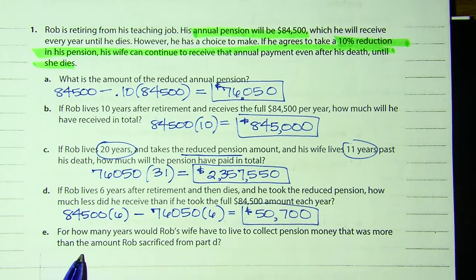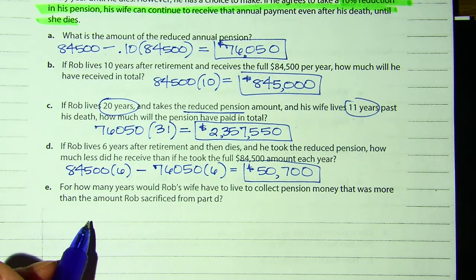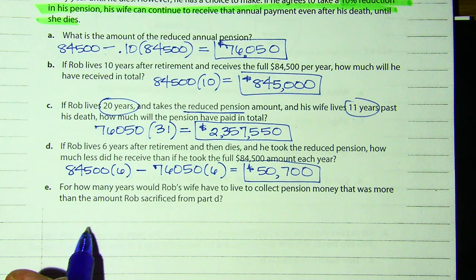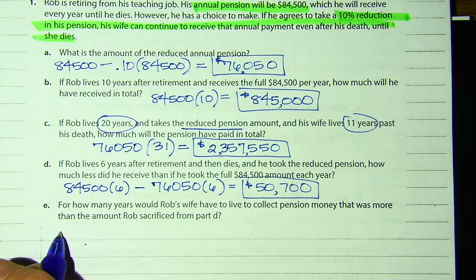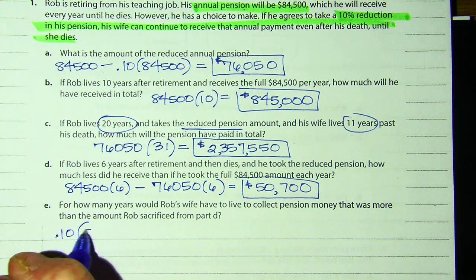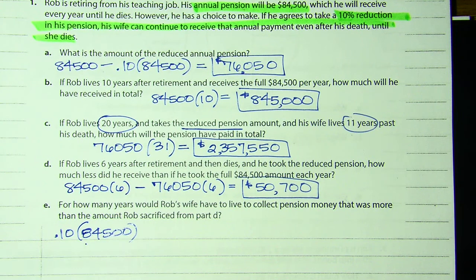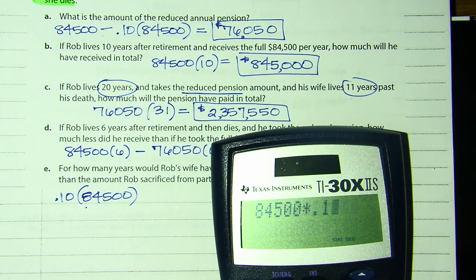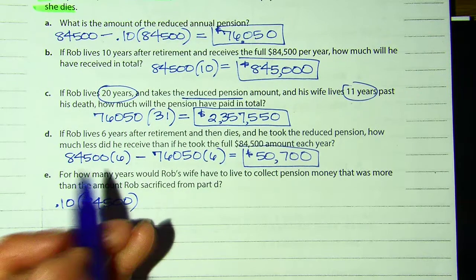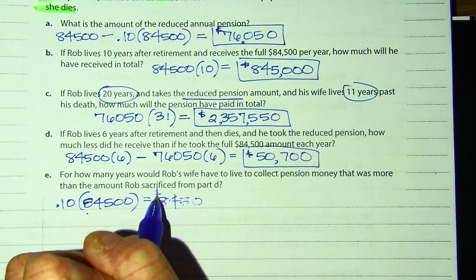Now, how many years would his wife have to live to collect more than what he sacrificed? So the amount that's being reduced. So let's find that 10%. So he has a choice to make. If he takes 10% less, 84,500 times 0.10 is $8,450.